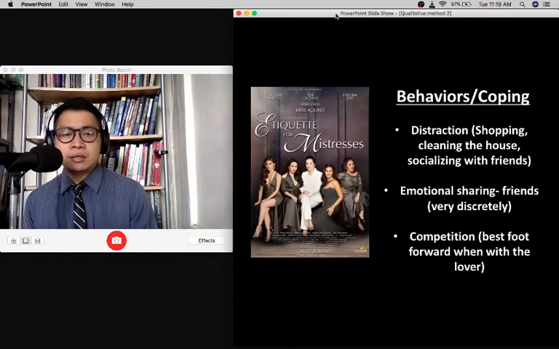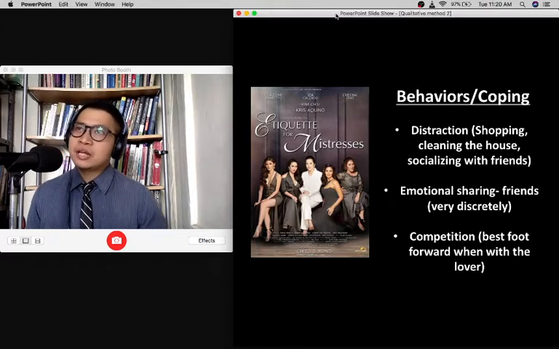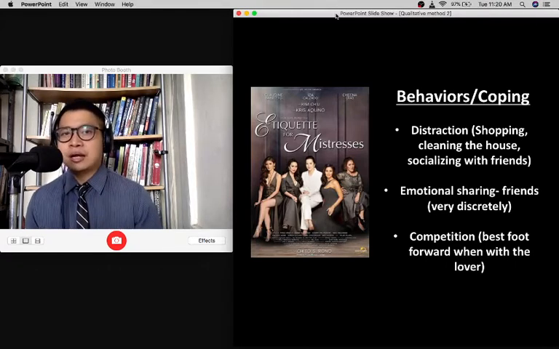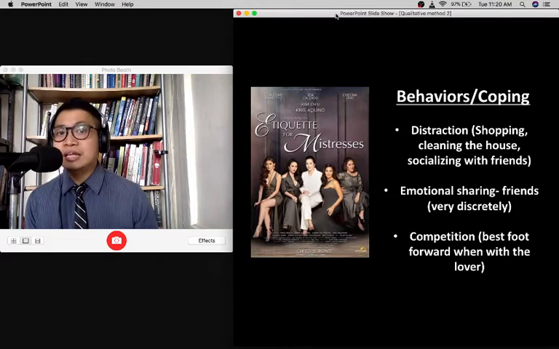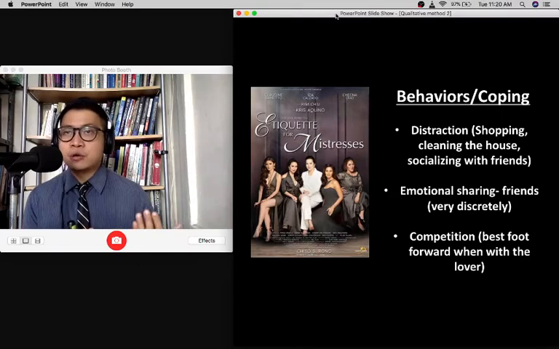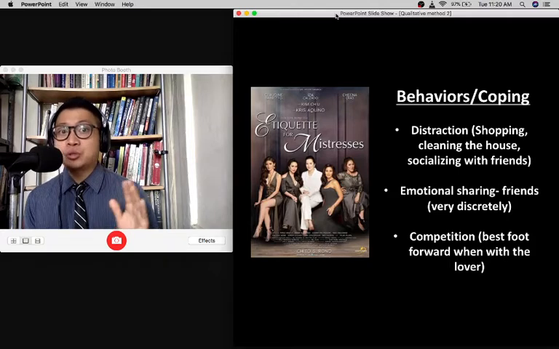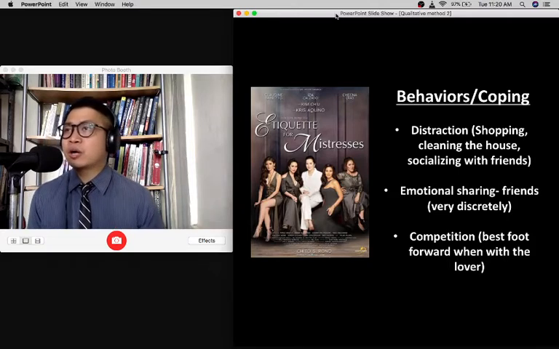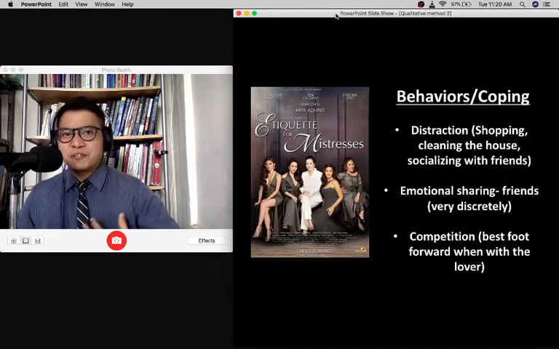Another coping mechanism that they use is emotional sharing, meaning sinasabi nila yung mga negative feelings nila with someone that they really trust. And take note, according to the transcription, the friends to whom they are sharing their feelings with, they are very selective when it comes to these friends. Hindi nila basta-basta kung kani-kanino lang sinishare yung mga feelings nila about being a mistress.